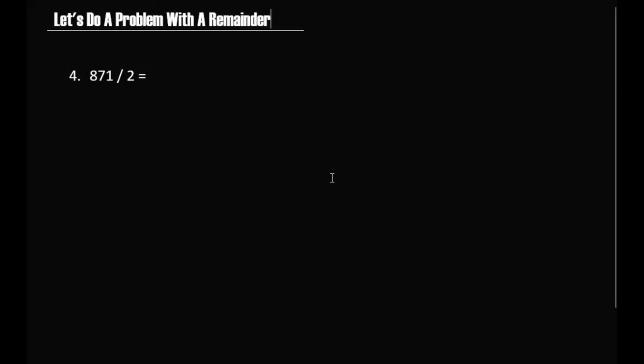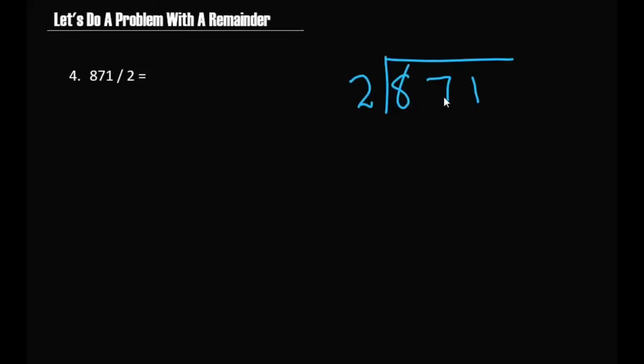Now let's do a problem that has a remainder. So we're just going to write our problem down. Now we're just going to see how many times 2 goes into 8. 2 goes into 8 4 times exactly. So we're just going to subtract 8 from 8. 8 minus 8 is 0.